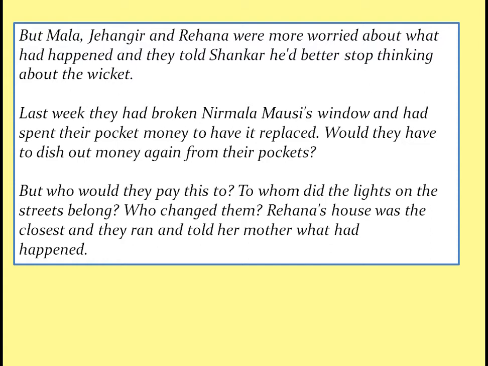But who would they pay the money to? To whom did the light on the street belong? Who changed them? Rihanna's house was closest and they ran and told her mother about what had happened. So finally the children realized their mistake and wanted to correct it. They went to Rihanna's house because it was closest and asked all their queries to her mother.